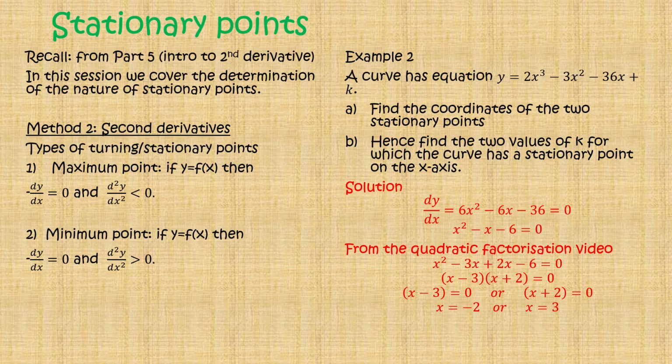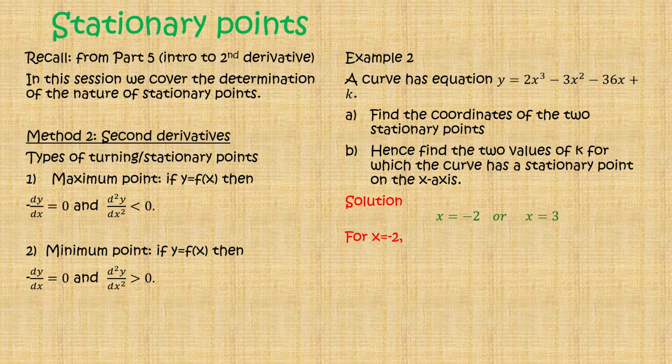For the stationary points on the x-axis, we know that on the x-axis, y is equal to 0. With that, we are going to substitute the x value of minus 2 first. So when we substitute into y, wherever we had x, we substitute with minus 2 and we equate that to 0 because this is the x-axis, and the x-axis happens when y is equal to 0. With that, we move on to simplify and solve for k. So the value of k that we get when x is minus 2 is minus 44.